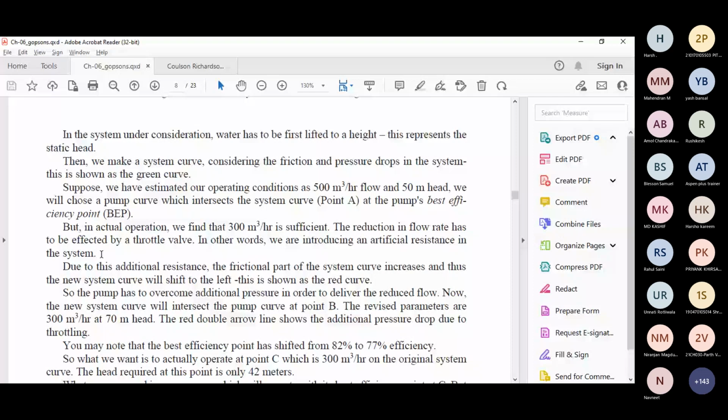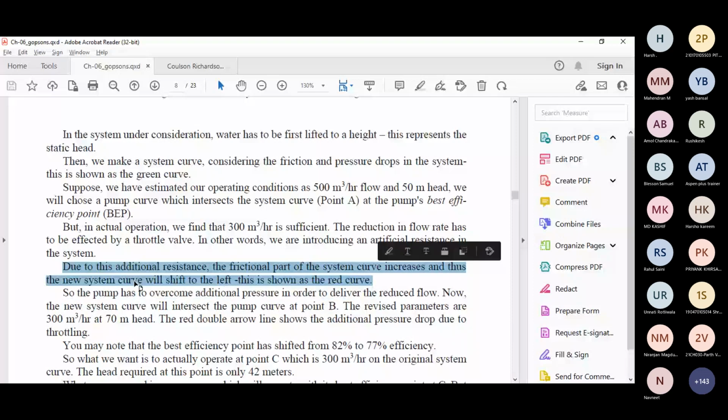So यहाँ पर क्या हो रहा है, आपका वाल्व थ्रोटल है, मतलब एक तरीके से आपका लाइन साइज कम हो रहा है, वैसा ही है. So that's why you have to overcome that resistance at the loss of some efficiency, right? So now due to this additional resistance, the frictional part of the system curve increases and thus the new system curve will shift to the left hand side, which is the red one, right?